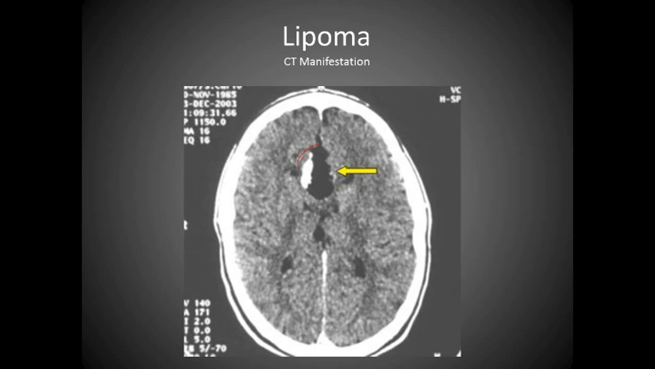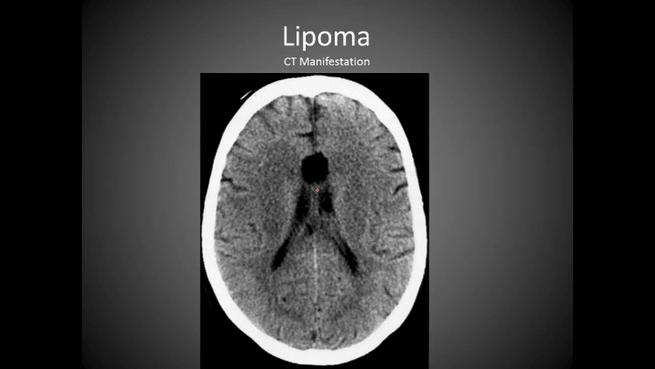So here we have a lipoma, and notice that we have calcifications on the inside of it. It's hypodense, and it looks to be in the midline, and doesn't look like a mass at all. It just looks like an area of decreased brain attenuation.